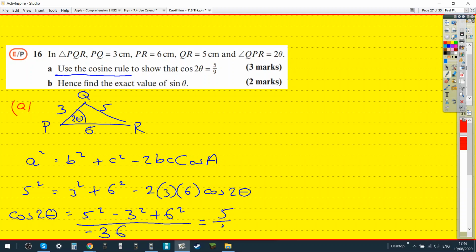It's a 3 marker. At that stage you could just say, all I did was 5 squared minus 3 squared minus 6 squared, all divided by minus 2 times 3 times 6. That simplifies down to 5 over 9 when I put it into my calculator. So I just made cos 2 theta the subject, basically.